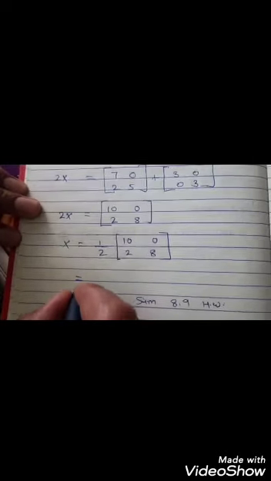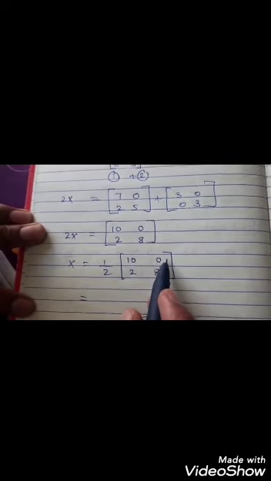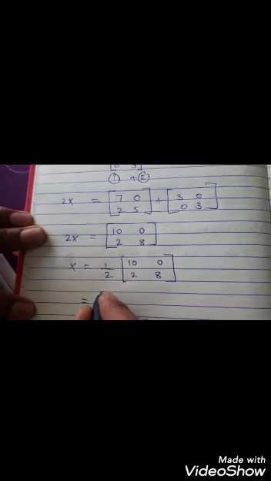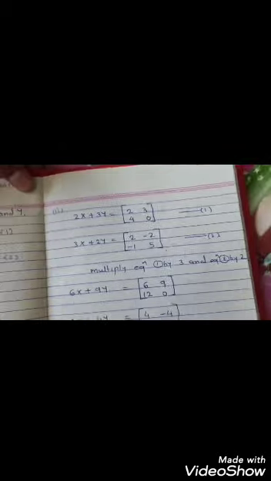Okay. Now when we multiply any scalar with the matrix, we have to multiply each and every element of the matrix by that particular scalar. So we have to multiply 10 by 1 by 2, same way 0, 2 and 8. So 10 into 1 by 2 will be what? 5, 0, 1 and 4. So value of x is equal to [5 0; 1 4]. This is our x. Now placing this value of x in equation number 1 or 2, you will have the value of y.